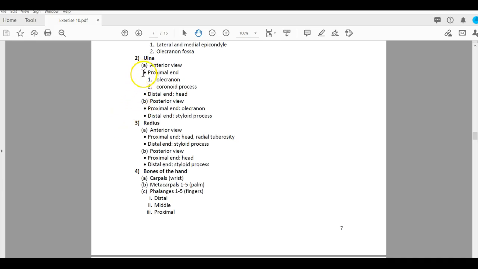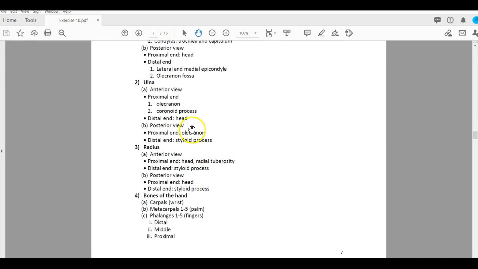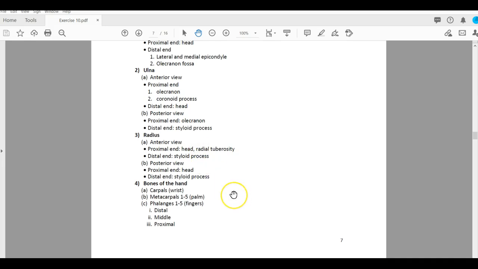So the proximal end, you want to be able to identify the olecranon. And then posterior view, also proximal end, olecranon. So everything is labeled twice, anterior view, posterior view. So it's really not as many items as you think it's going to be on each bone. So identify all the bones and all the parts of the bones.